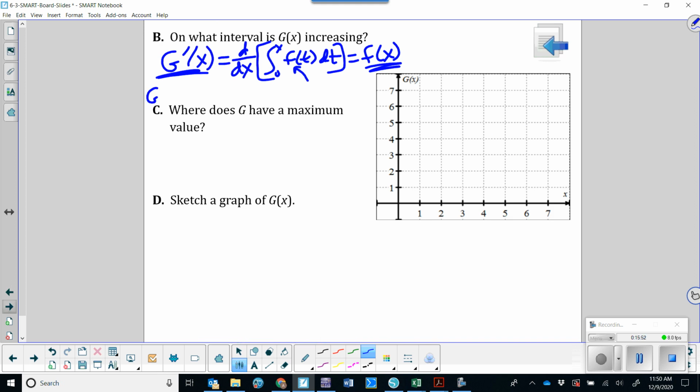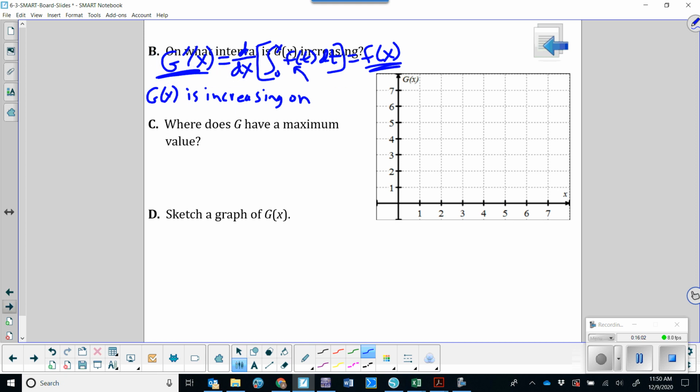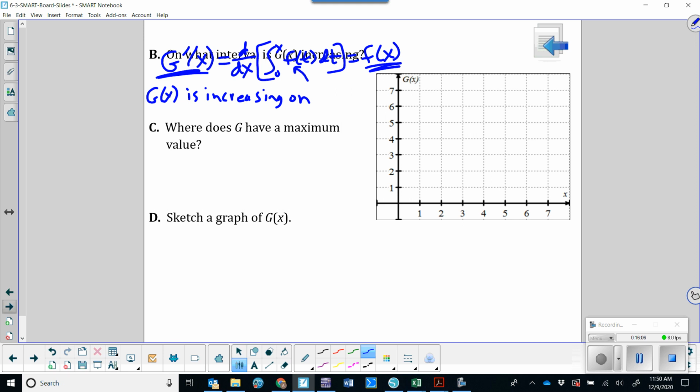We would say g of x is increasing on 0 to 3, and our reason is because g prime of x, which equals f of x, I just established that. This step is super important to write that, is greater than 0. So once I've established that, I've connected them.